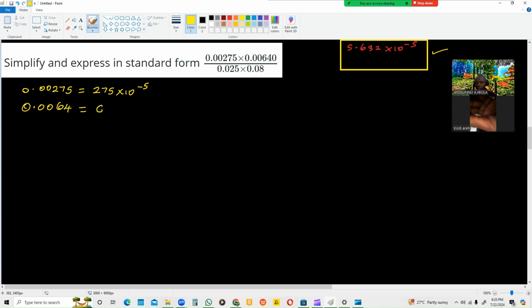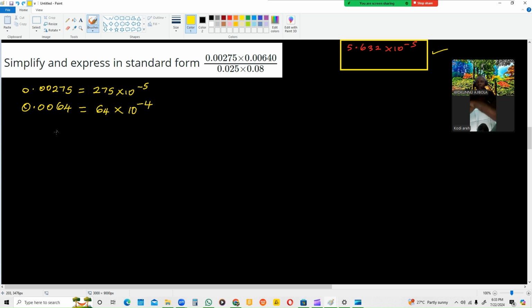Now I can change this to 64 times 10 raised to some negative power too. So that is 1, 2, 3, 4. That's negative 4. Why are there negative powers? Because these are very small numbers that are made to become big numbers. Okay?